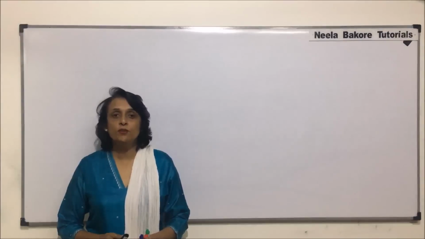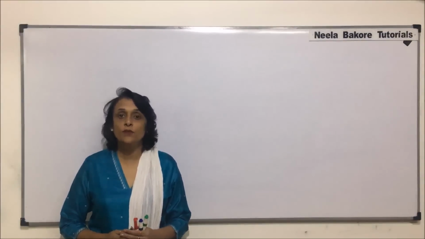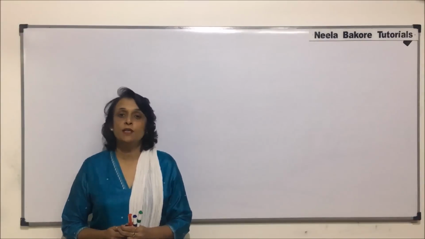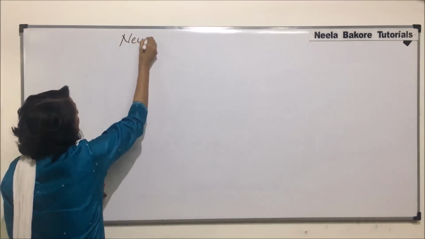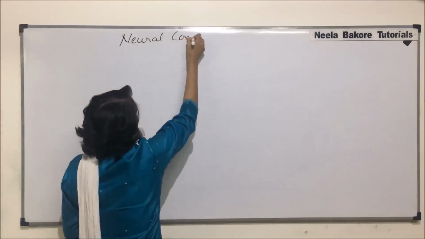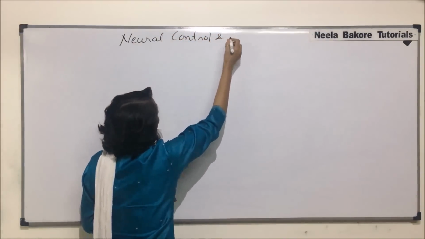We are starting with a new chapter in the unit of human physiology, and the chapter is neural control and coordination. Neural control and coordination.